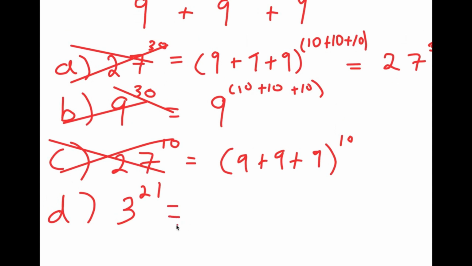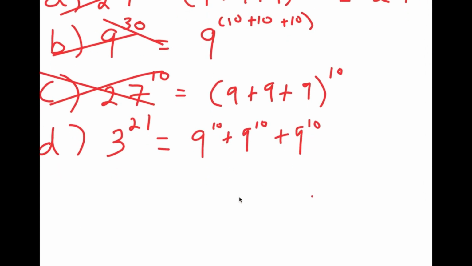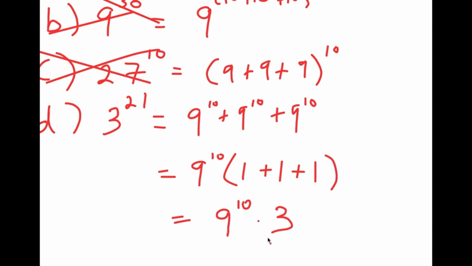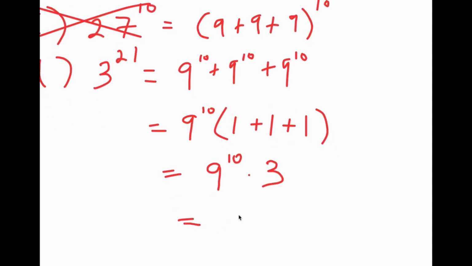Now 3 to the power of 21, which is by process of elimination the right answer, we're going to see how they got this. So we first start with 9 to the power of 10 plus 9 to the power of 10 plus 9 to the power of 10. And I'm going to factor out 9 to the power of 10. So I get 9 to the power of 10 times 1 plus 1 plus 1, which is equal to 9 to the power of 10 times 3. And now this is equal to 3 squared to the power of 10 times 3.